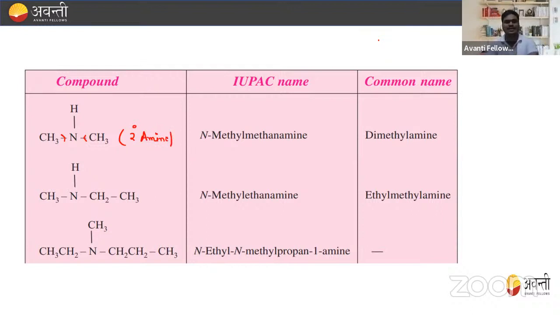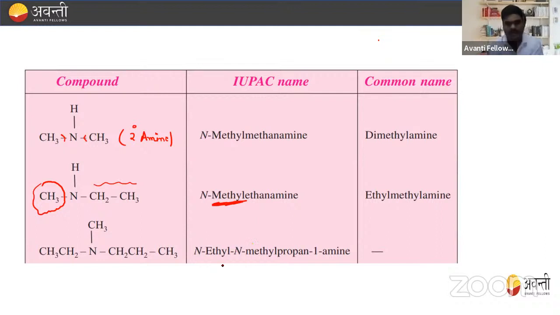So the IUPAC name is N-methylethanamine, right? So we write N-methyl and ethanamine. So always take the smaller group. For example, in this one, this alkyl group has two carbon atoms and this alkyl group only one carbon atom. So always state the smaller group as the N-alkyl, right? So this is N-methyl, and this is ethanamine. So that is N-methylethanamine, and the common name is ethyl methyl amine.